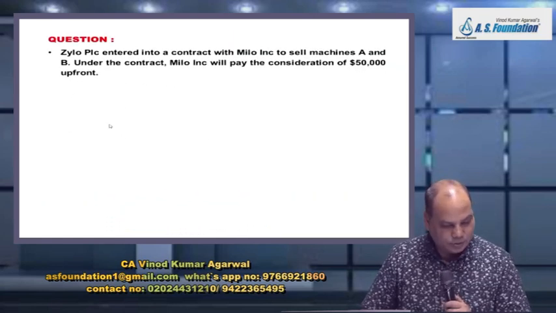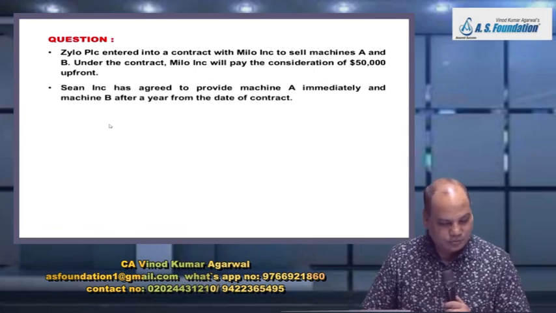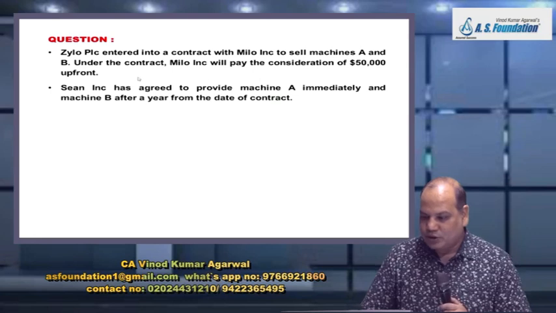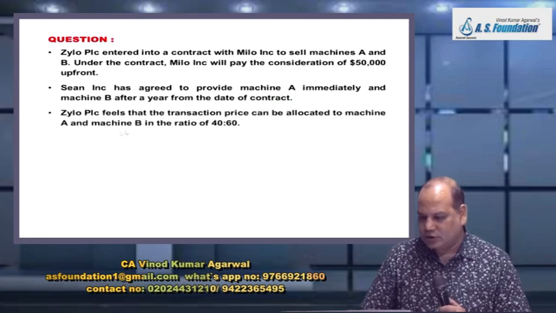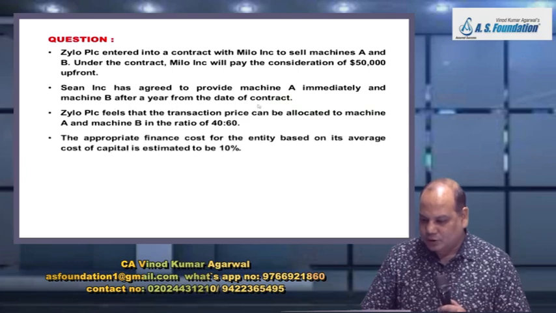Now one more question quickly. Question number 17. Xylo PLC entered into a contract with Milo to sell machine A and B. Under the contract, Milo will pay consideration of 50,000 upfront. Xylo Inc. has agreed to provide machine A immediately and machine B after a year from the date of contract.